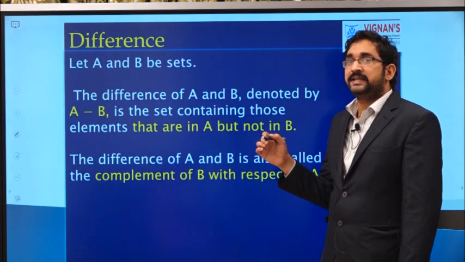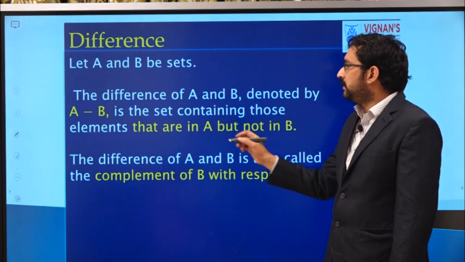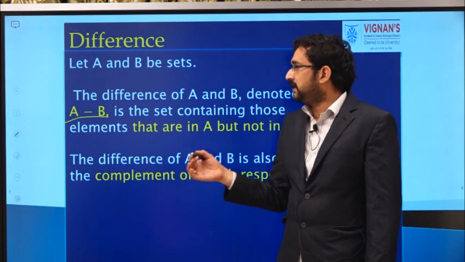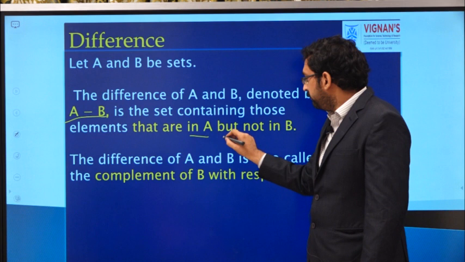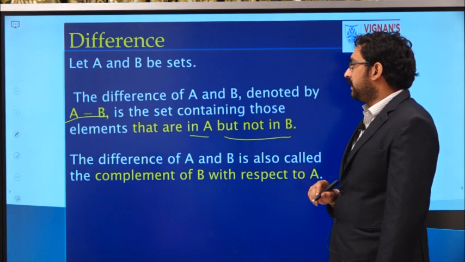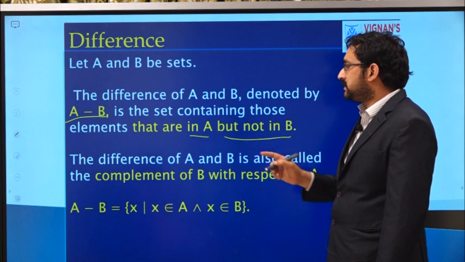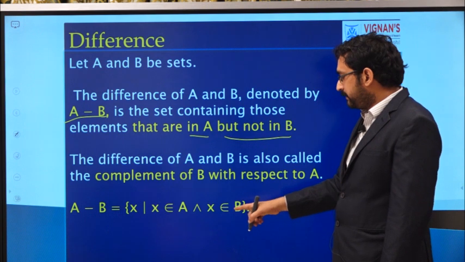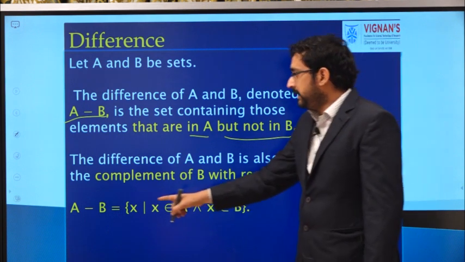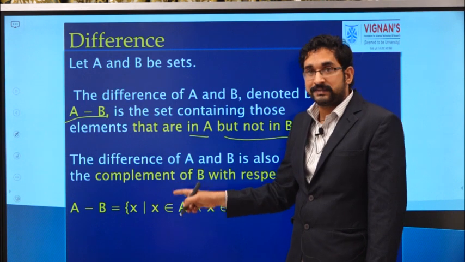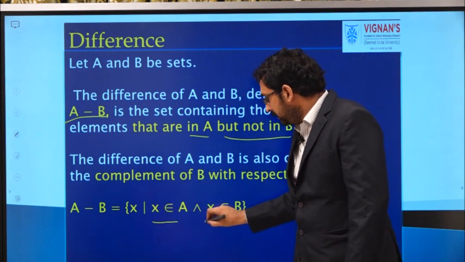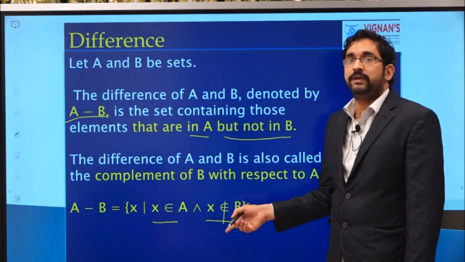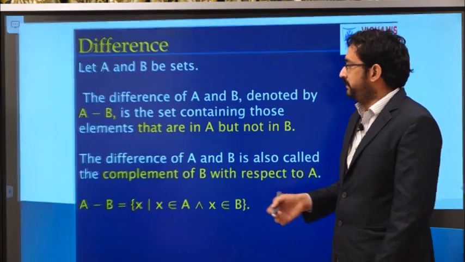So consider two sets A and B. Their difference is denoted by A minus B. So set A minus B contains the set of all elements which are in A but not in B. The difference between A and B is also called the complement of B with respect to A. It is represented symbolically like this: A minus B equals the set of all x such that x belongs to A and x does not belong to B. In this way, symbolically we can represent the difference between A and B.